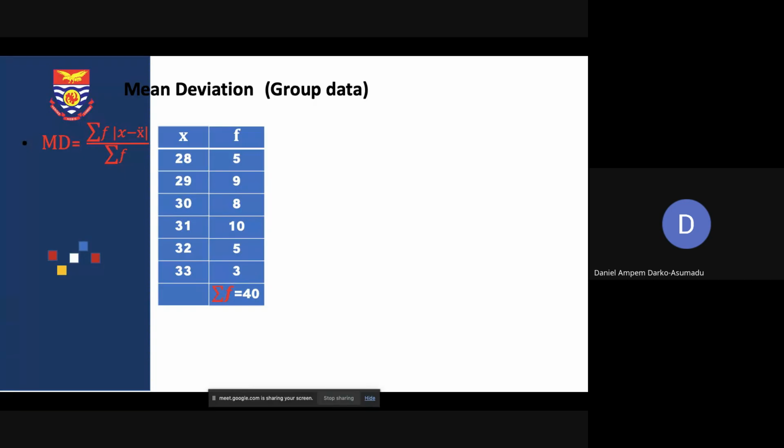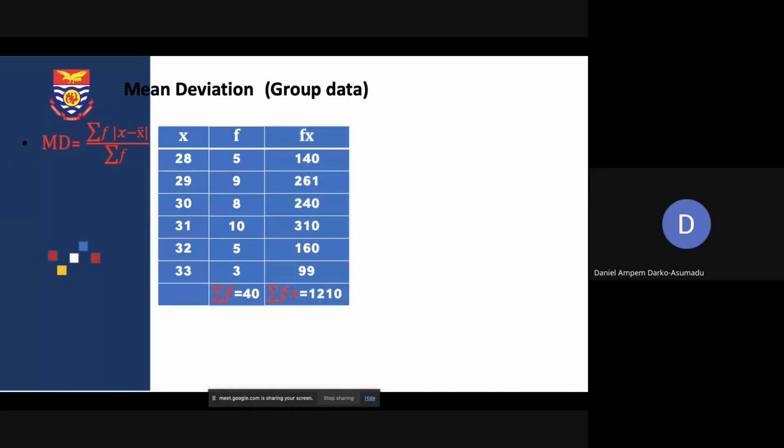That's the formula. I always tell my students, let the formula guide you. So what we need is the mean. For group data, the mean formula is summation Fx over summation F.